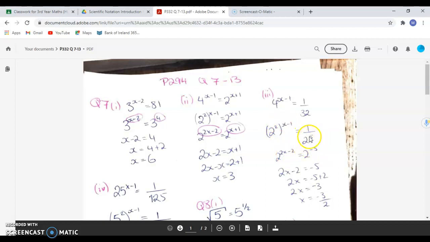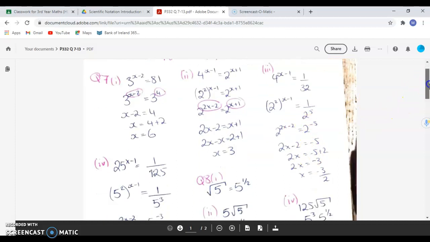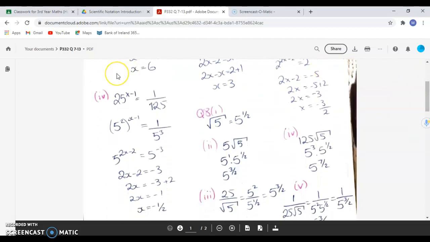Now let's bring that above the line. What happens to my power when I bring it above the line? Change to minus. Okay? Then circle, 2x minus 2 is equal to negative 5, and solve that down there as normal. That part should be fine. Okay? The next one I'm going to have a look at is this one.